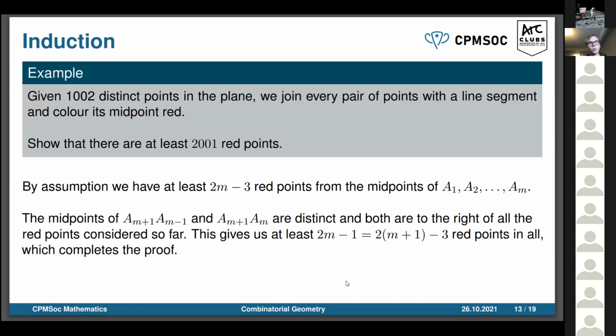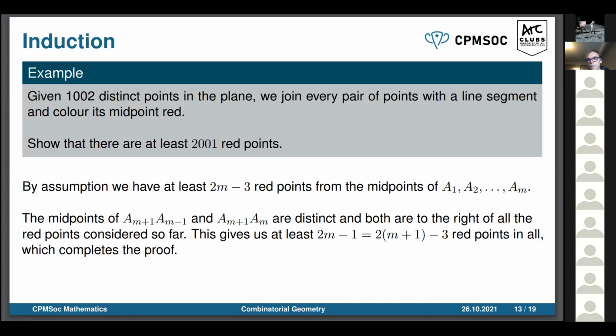And also we can see that the line segment between m minus 1 and m plus 1 is not going to be the midpoint of m minus 1 to m, because if it was, m minus 1 to m and m-1 to m+1 would share a point. I might annotate this.